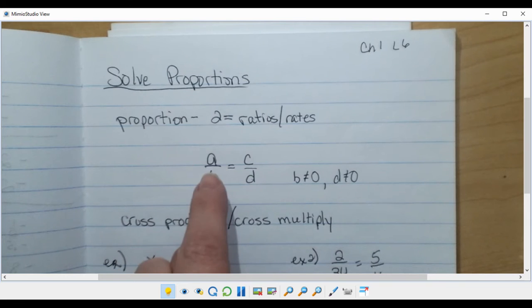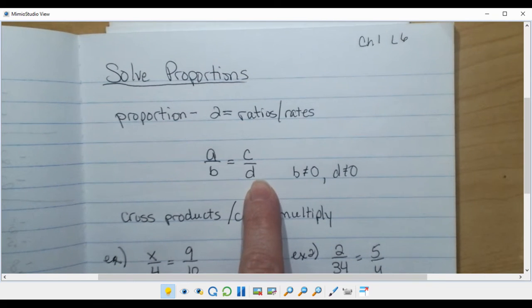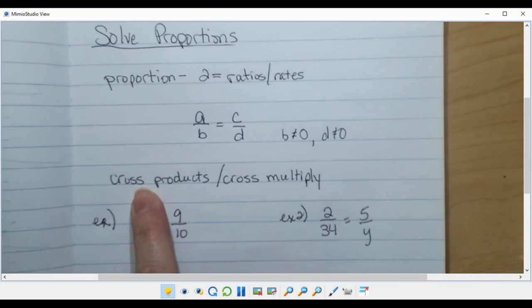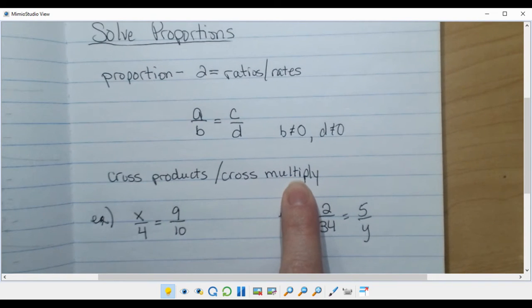If you notice, there are 4 positions or 4 spots in this proportion, 2 equal fractions or 2 equal ratios. Usually, you will be given 3 and you need to figure out the 4th. That missing number can go in any one of the 4 spots, but you're going to do the same method, the same way. We're going to use something called cross products or cross multiplication.